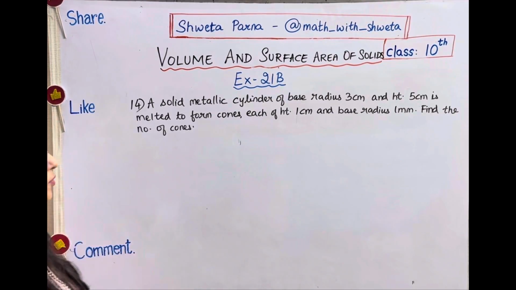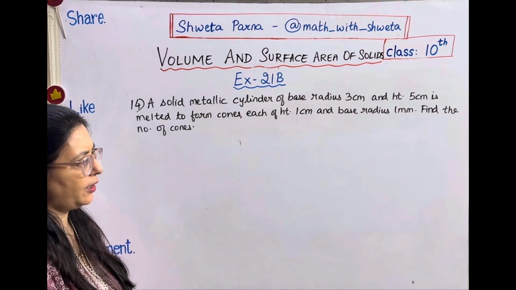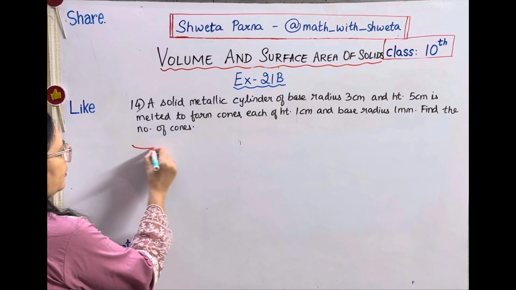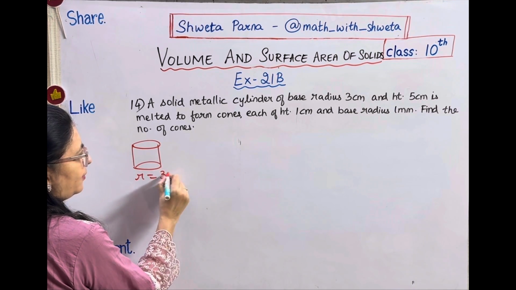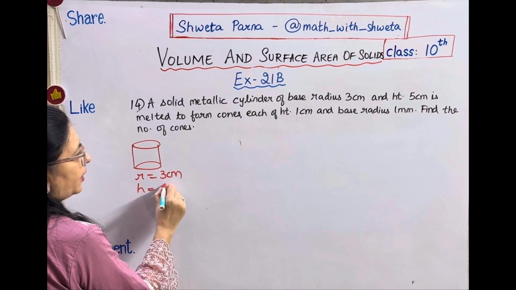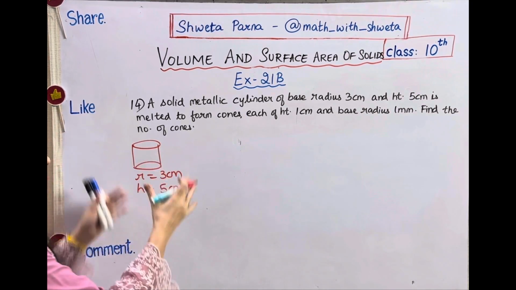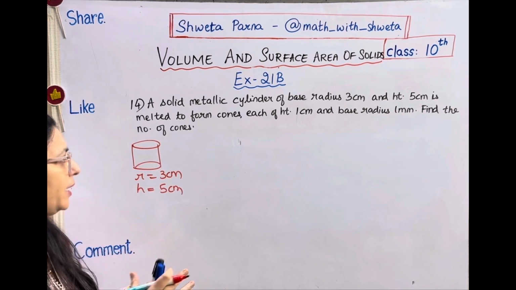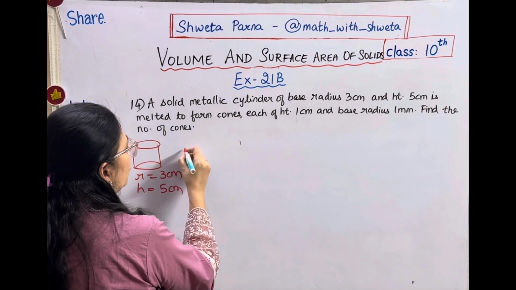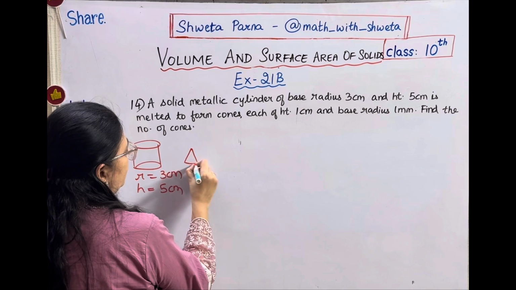Let's go to question number 14. A solid metallic cylinder of base radius this much. This is a cylinder. The radius is given as 3 centimeter. Height is given as 5 centimeter. Now this is melted. It is a solid cylinder. So by heating it, it gets melted, and from that you make cones. So you make cones.